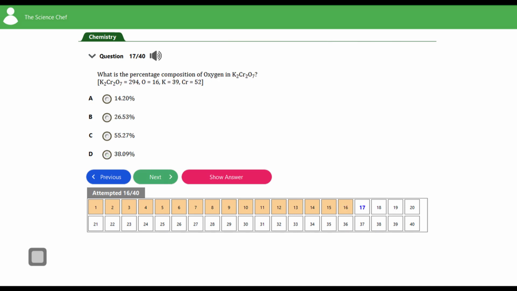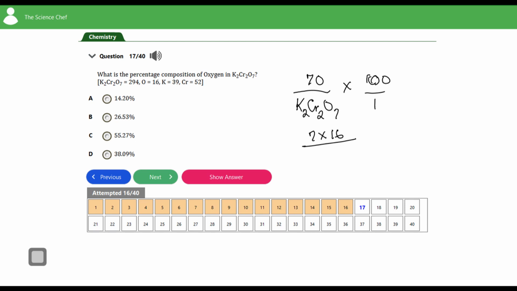Question 17. What is the percentage composition of oxygen in K2Cr2O7? To calculate percentage composition, we use the total mass of the element in the compound divided by the molecular formula mass of the compound times 100, right? There are 7 atoms of oxygen in K2Cr2O7, potassium dichromate. So we have 7 times 16 all over the molecular mass of K2Cr2O7.